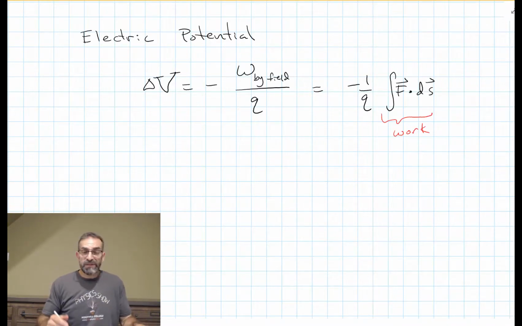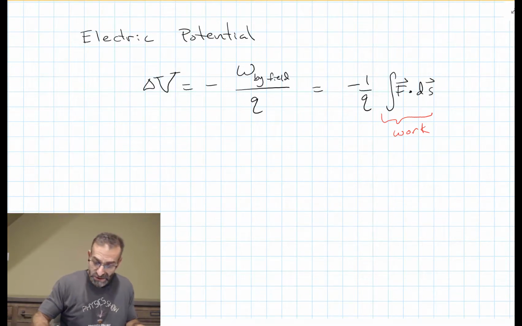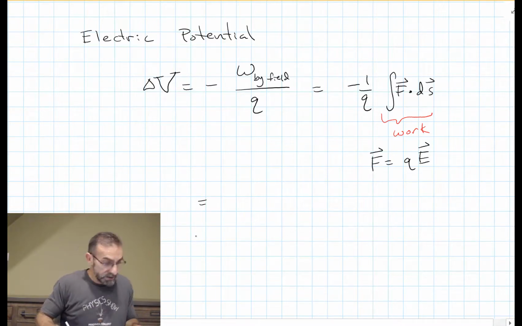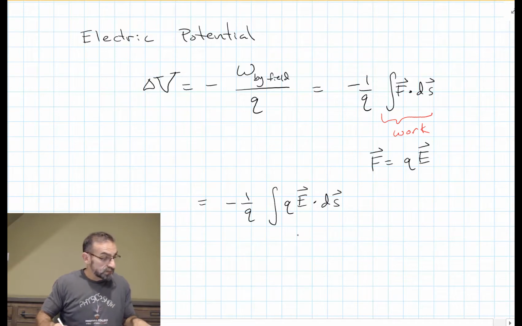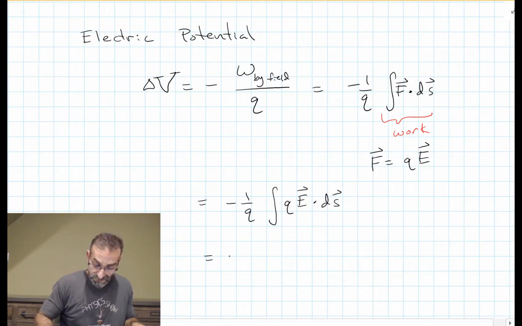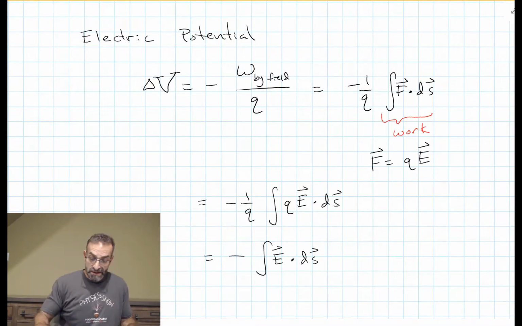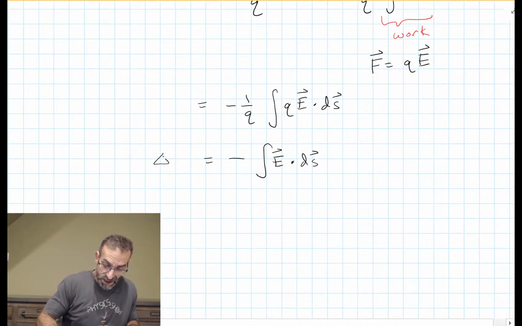And I know what the force is. This is a charged particle moving in an electric field. The force is the charge of the particle multiplied by the electric field it's moving through. So my change in potential becomes negative the integral of E dot ds. We will use that a lot.